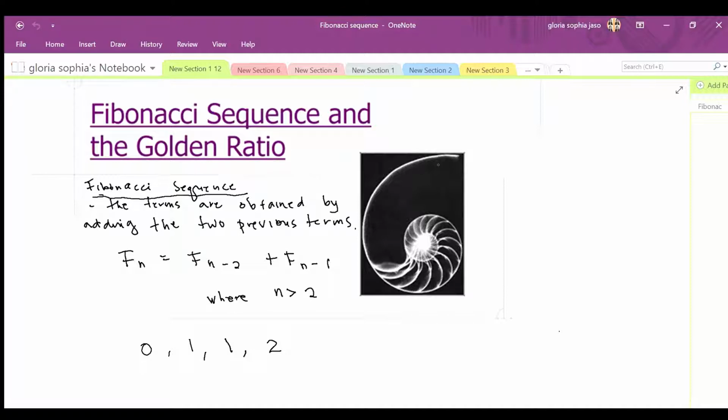He noted that the set of numbers generated from this problem could be extended by getting the sum of the two previous terms. So starting with 0 and 1, succeeding terms in the sequence can be generated by adding the two numbers that came before the term. Okay, so let's illustrate the sequence. Starting with 0 and then 1 and then another 1. These are the starting pair of rabbits.